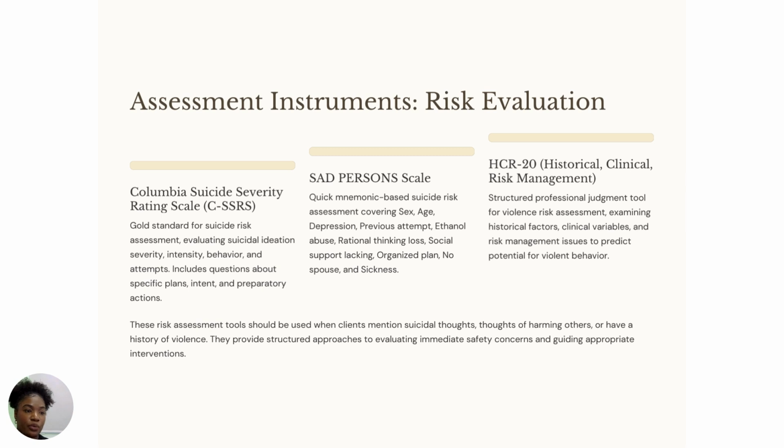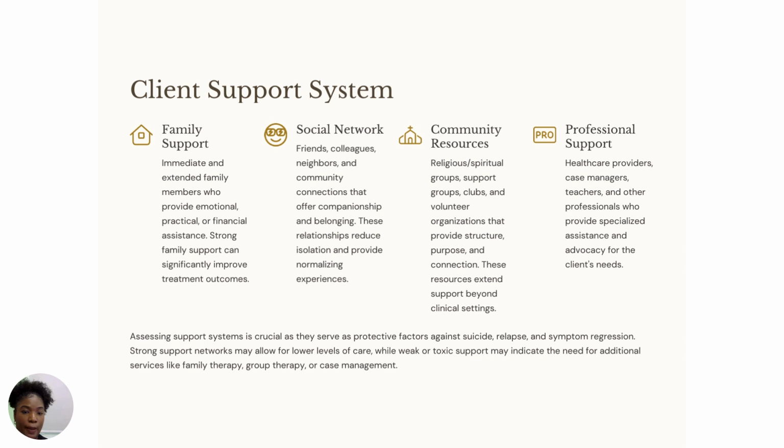And for risk evaluation, we already discussed the C-SSRS, the Columbia Suicide Severity Rating Scale, the SAD PERSONS Scale, and the HCR-20. Those risk assessment tools should be used when clients mention suicidal thoughts, harming others or themselves, or if they have a history of violence. These assessments provide structured approaches to evaluating safety concerns, and they help guide appropriate interventions.